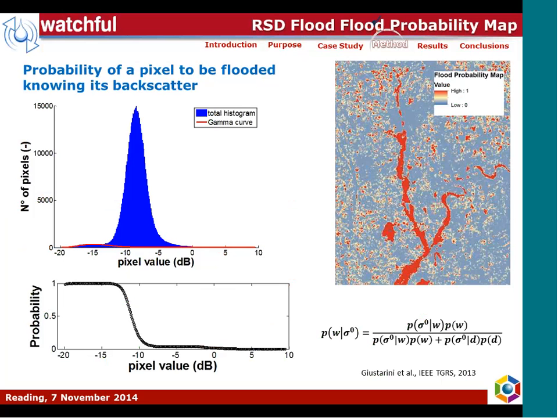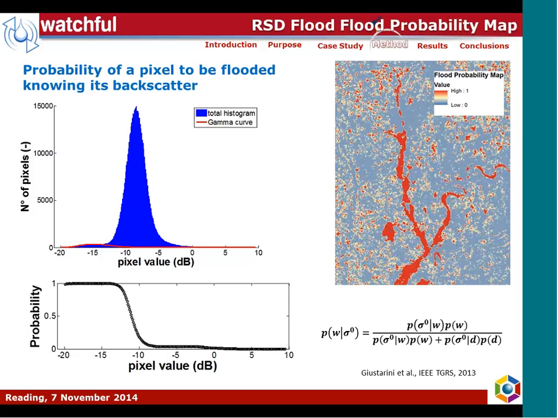Now, in fact, it's quite easy to interpret microwave remote sensing images to extract flood extent. What is a little bit more complicated is to also estimate the uncertainty of this estimate. And the methodology that we developed in our group first consists in fitting a gamma type curve to the histogram of backscatter values that we obtained from remote sensing.